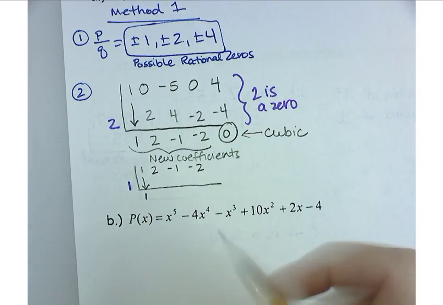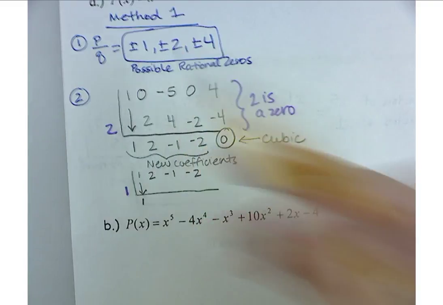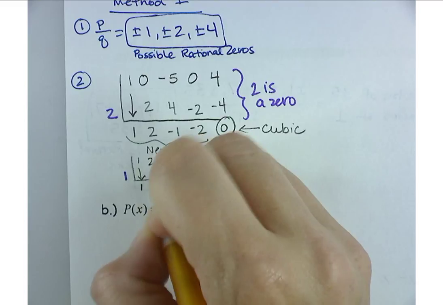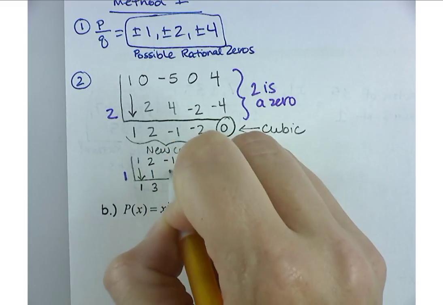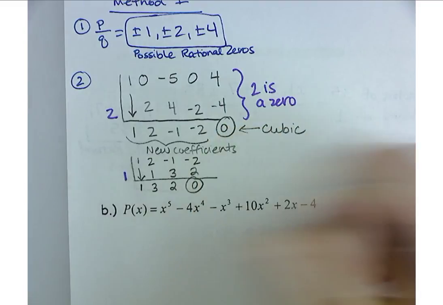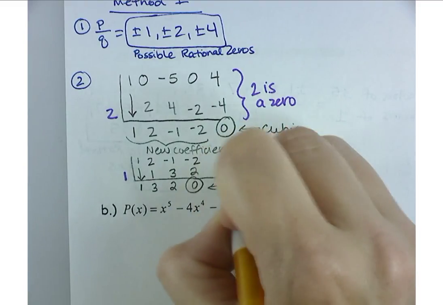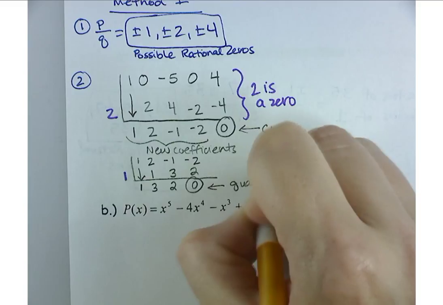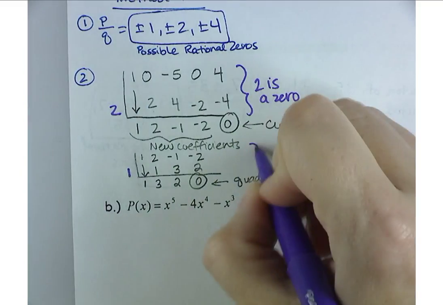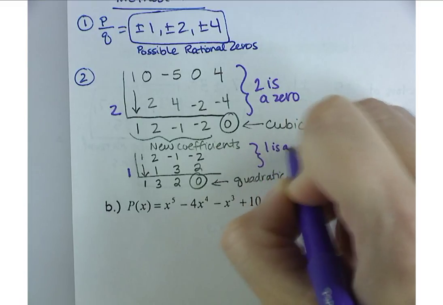Okay, and again, you could just pick that from the list, or it is one of your x-intercepts. So 1 times 1 is 1. Add straight down, you get 3. That would be 2, 2, 0. So now from here, I have a quadratic. And from this, 1 is a 0.